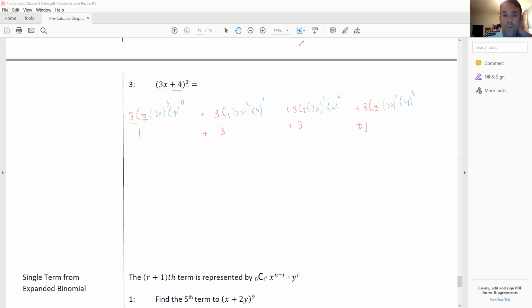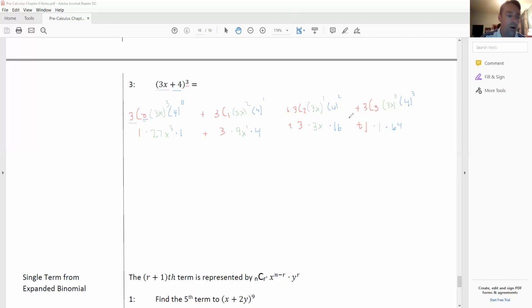So that's a 1 there. So times 27x cubed times 9x squared times 3x times 1 times 1 times 4 times 16 and times 64.